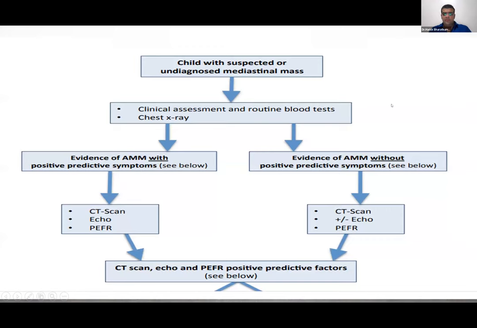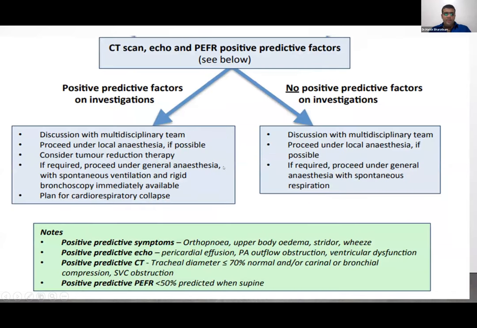This is just an algorithm of how we usually proceed. See, if we have a suspected mass, we do a routine blood test, x-ray. Then we look at whether there are signs and symptoms, which are positive predictive symptoms on CT, echo, PEFR, or whether they are absent. So if the positive predictive factors are present, we discuss with the MPT. You can proceed under local anesthesia if possible. You should consider tumor reduction therapy. If required, proceed under GA with spontaneous ventilation and rigid bronchoscope. And we plan for a cardiorespiratory collapse. If these factors are not there, then it's pretty straightforward. You can proceed under local anesthesia if possible, or if required, we give general anesthesia.